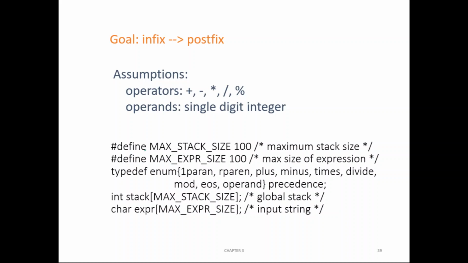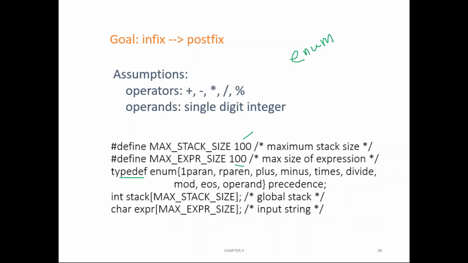Some variables we are defining: define max stack size as 100, and maximum expression size, that is the length of the expression, the number of tokens in the expression, will be set as 100. And here we are defining a user defined data type. There is something called the enumerated data type in C, which is called enum. You can create a user defined data type using enum.